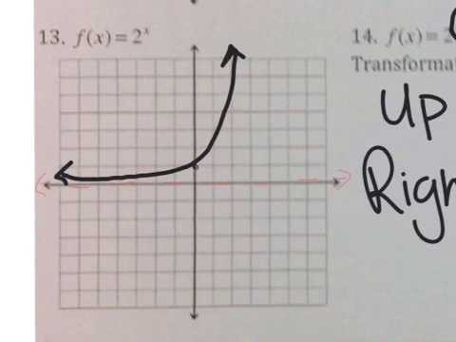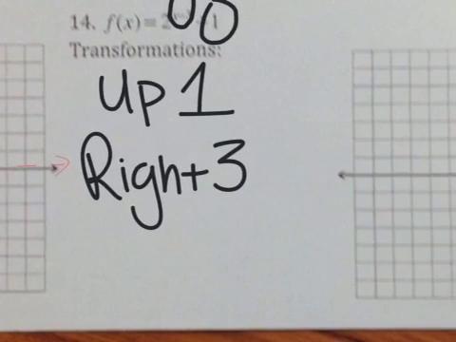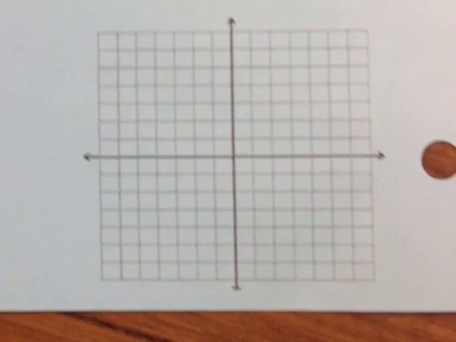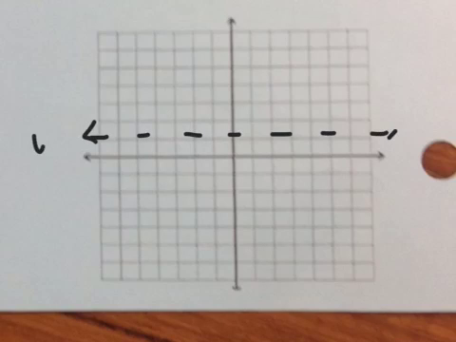The first being the asymptote. The asymptote is at 0, that dotted line is at the line y equals 0, the horizontal line, which I can't move right 3. It's an infinite line. If I move it right 3, it's still going to be an infinite line, so I won't see that. But I will see if I put the asymptote up 1, then my asymptote will now be at the line y equals 1, not the line y equals 0.